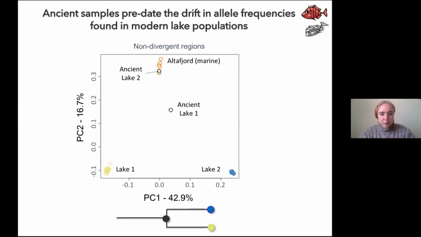And when we actually performed the principal component analysis, we could see the latter scenario. On PC1, you can see that Lake 1 and Lake 2 are separated and that the marine population is intermediate. Then PC2 is separating the freshwater and the marine sticklebacks. And the ancient samples of Lake 2 and Lake 1 are also intermediate on PC1. So this suggests that they predate the founder effect in both lakes.